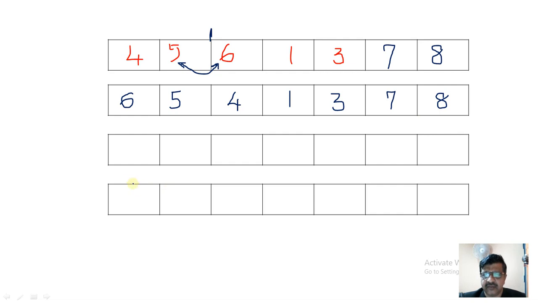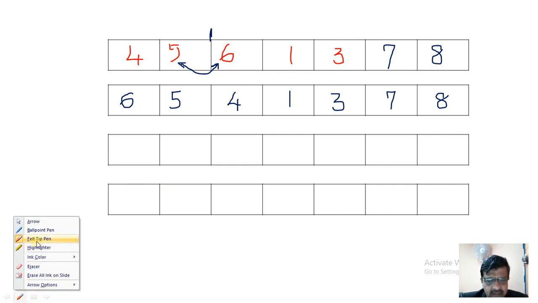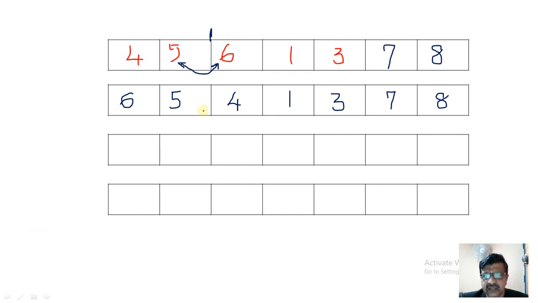1, 3, 7, 8 is already there. Now this is heapified. We should see that, because he is the parent, his children are 1 and 3. 6 is the parent, 5 and 4 are his children. So parental dominance is maintained.